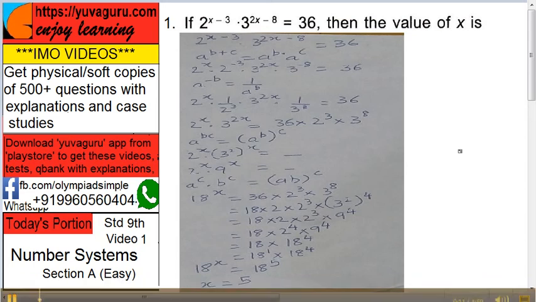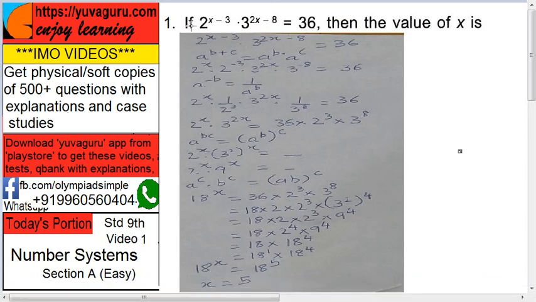Let's start. First question is, if 2 raised to x minus 3 into 3 raised to 2x minus 8 equals 36, then the value of x is? I have solved this by hand because it's easier and faster. So here, first let's solve the left hand side.